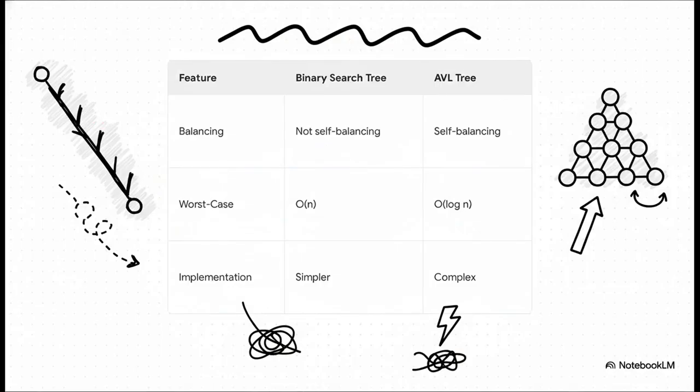A standard BST is way simpler to code, but you are taking a risk on that horrible worst-case performance. An AVL tree, on the other hand, is definitely more complex to implement. You've got to code all that balancing logic, but its worst-case speed is guaranteed to be fast. So if you know for a fact your data is going to be random, a BST might be totally fine. But if search speed is absolutely critical, or if there's any chance your data might show up already sorted, the AVL tree is by far the safer bet.